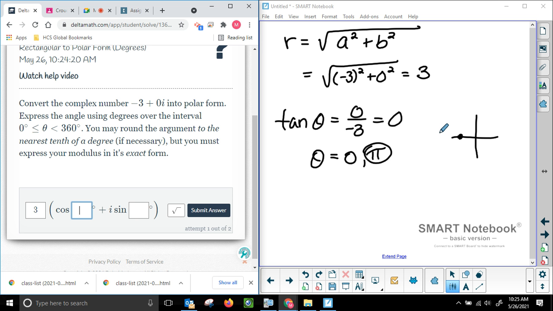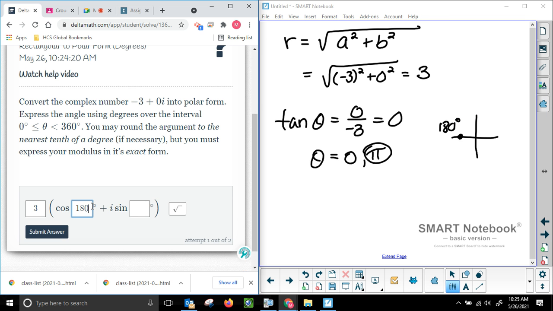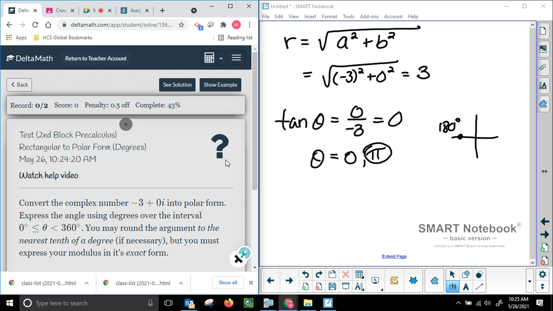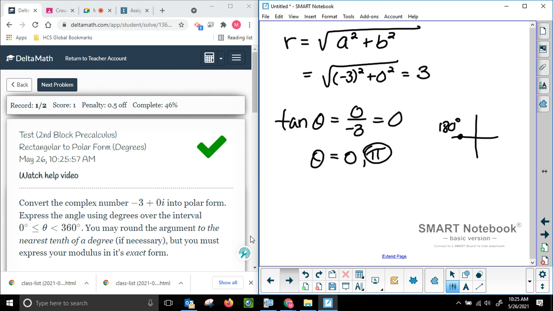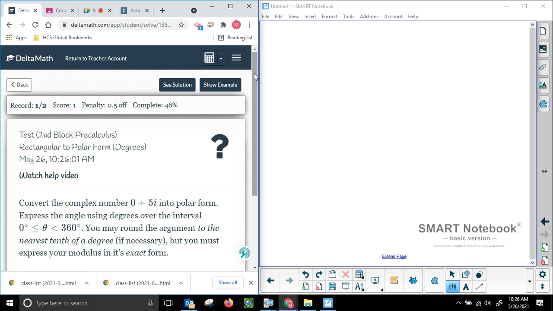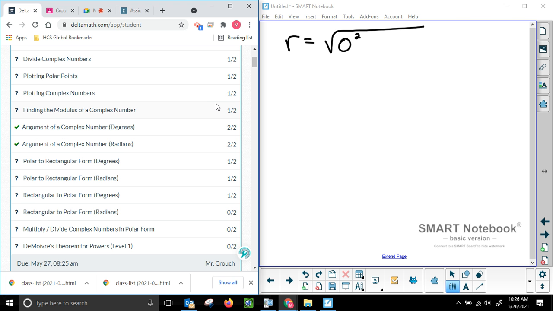Oh, I'm sorry, we're in degrees here, so this would be 180 degrees. So this would be 180 and 180. But again, I would like to do one that has some different angles instead of a nice unit circle one. All right, so again, we're going to do our r is equal to the square root of a square. That's going to happen again. Yeah, never mind. It won't let me. It gave me both nice ones.